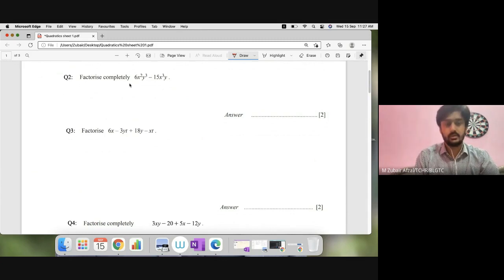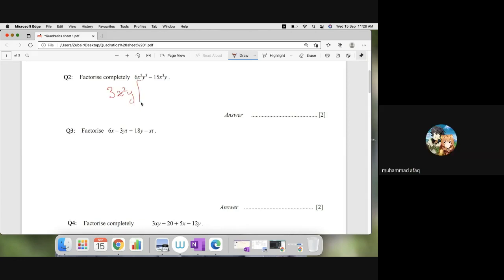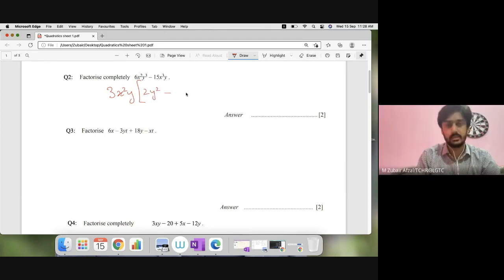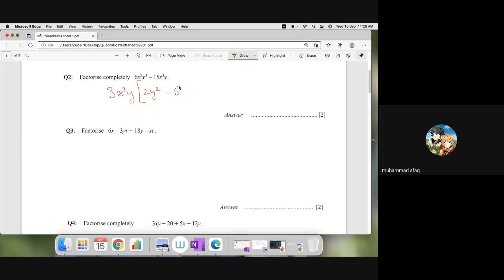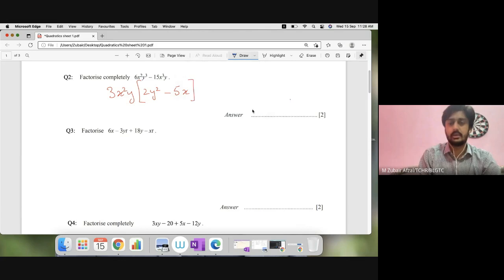If we look at question number 2, we know that all three methods are not applicable here, even the identities. Common is applicable. So we take out common. This is 3x square y. Any objection in 3x square y? No, sir. This leaves 2y square minus 5x. So that is your answer, and write your answer in the answer space. That is 2y square minus 5x.